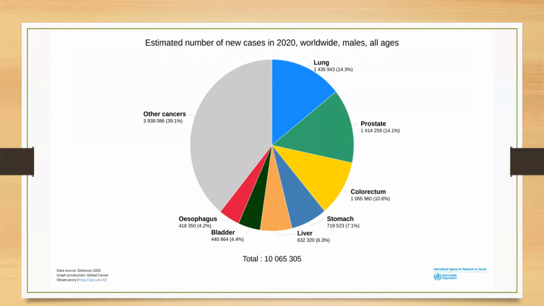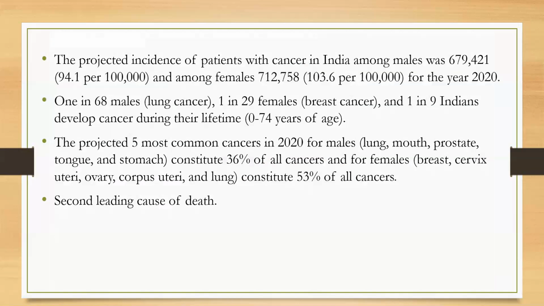So this was globally. Next, coming to the statistics in India in 2020. Here in India, among males there was an incidence of 6,79,421, that is 94.1 per 1 lakh male patients. Among females, there was 7,12,758, that is 103.6 per 1 lakh female patients in the year 2020. One in every 68 males will get lung cancer. One in 29 females will get breast cancer. And one in 9 will develop cancer during their lifetime.